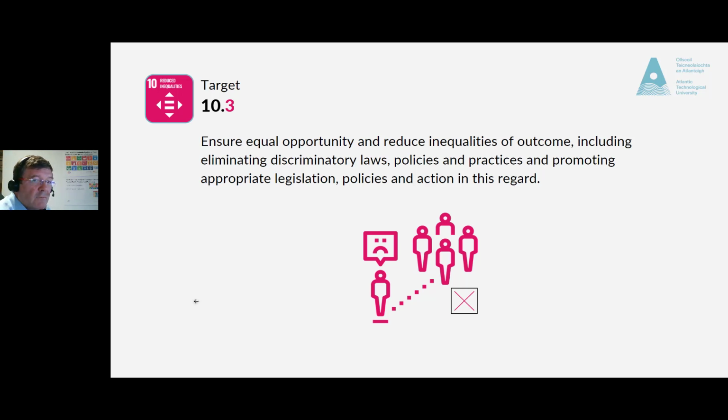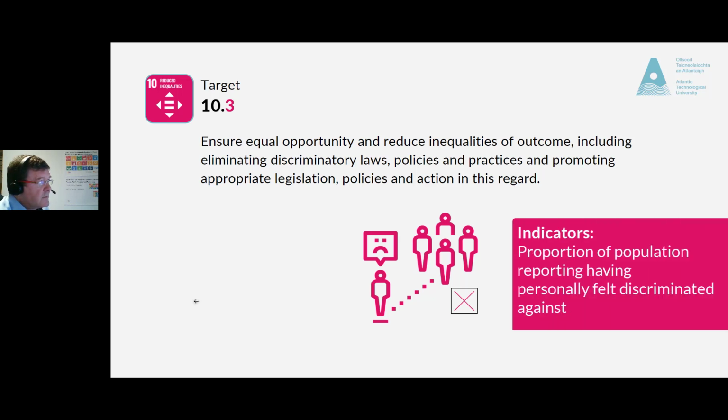Iran, what's happening in Iran at the moment is very disturbing. What's happening in China in relation to the Uyghurs is also very disturbing. You don't have to look too far. The indicator for this target is the proportion of population reporting having personally felt discriminated against or harassed in the previous 12 months on the basis of a ground of discrimination prohibited under international human rights law.